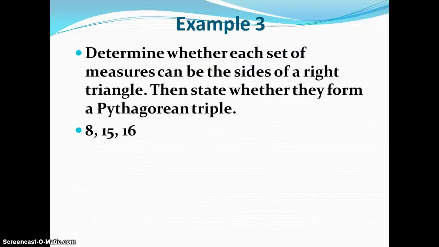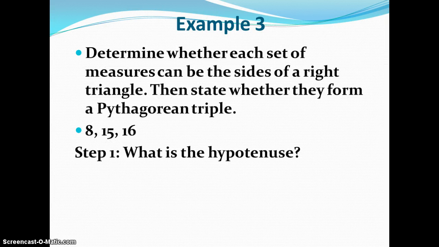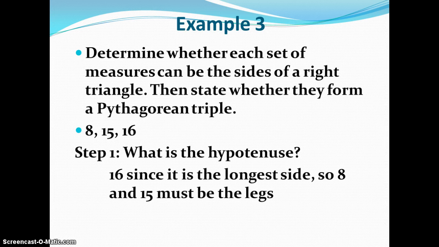So example 3, we want to determine whether each set of measures can be the sides of a right triangle. Then state whether they form a Pythagorean triple. So we have 8, 15, and 16. So the first thing we're going to do is figure out which one is the hypotenuse. It'll be 16 since it is the longest side, or the greatest number. So 8 and 15 must be the legs.